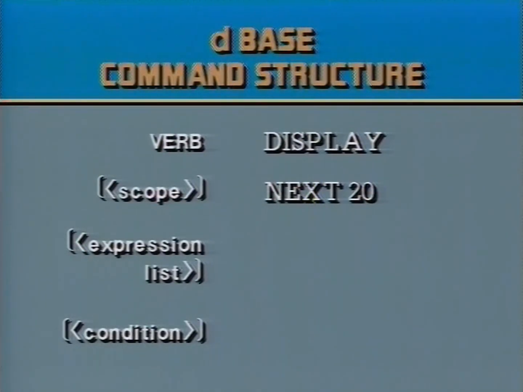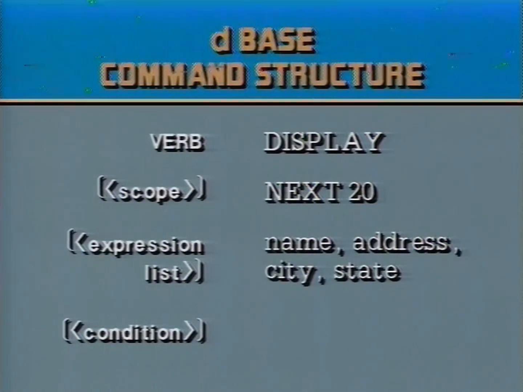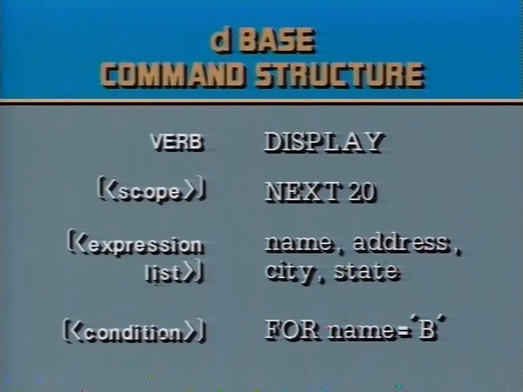The expression list defines the specific items to be displayed. In this case, it is name, address, city, state, each of which is delimited or separated by a comma. Condition further limits the command. In this case, name equals B sets the condition by limiting the display to those records where the information in the field name begins with a capital B.